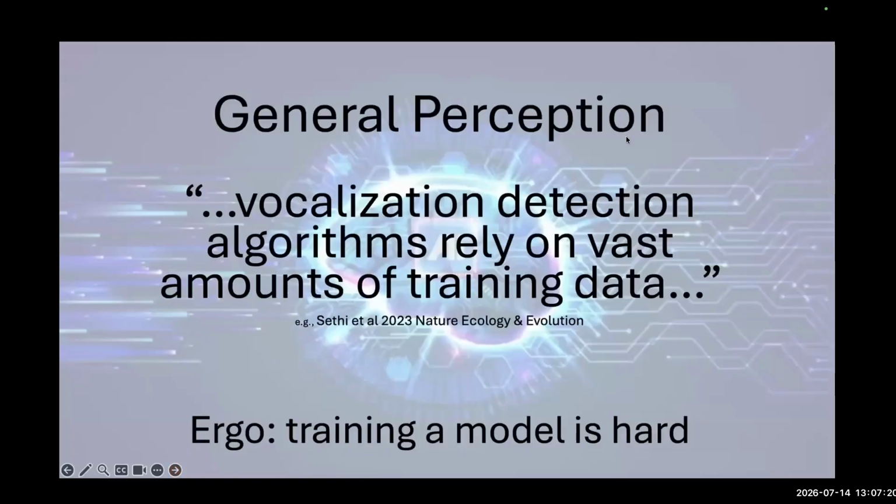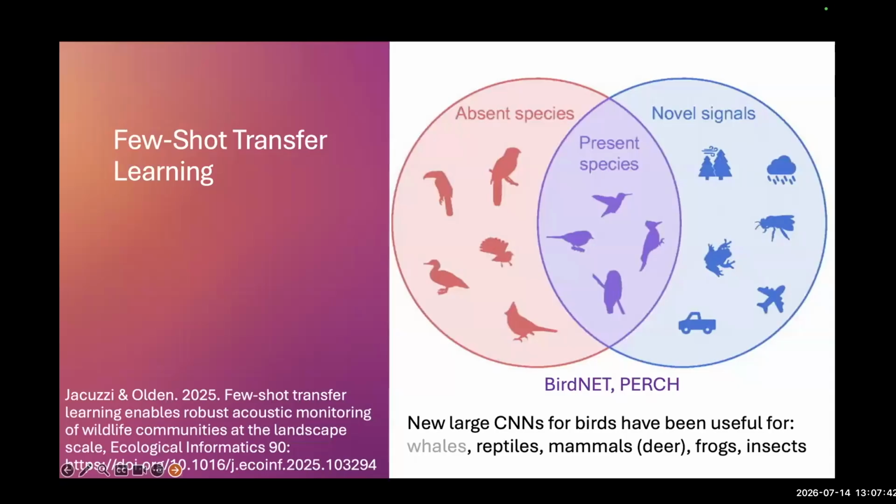And I think the reason why people have focused so heavily on recognizers is because there's a general perception that vocalization detection algorithms rely on vast amounts of training data. And so therefore, training a model is really hard and difficult to do and difficult to achieve. You can only do one at a time and it takes ages and all that kind of stuff. And so I think that now we've got a few new methods that allow us to approach this. And this isn't going to be a methods talk, but you may have heard about few-shot transfer learning or something like that. There's a paper on it here by Jacuzzi and Olden. If you're interested, that's where I got this graphic.